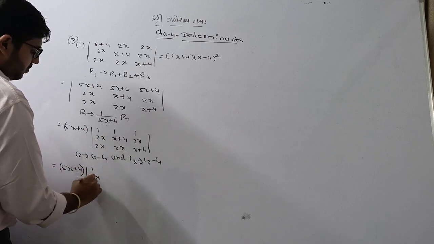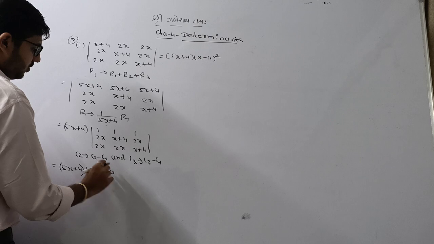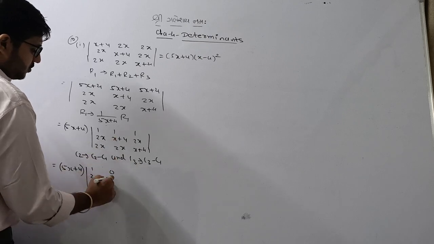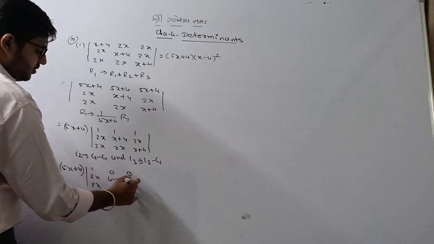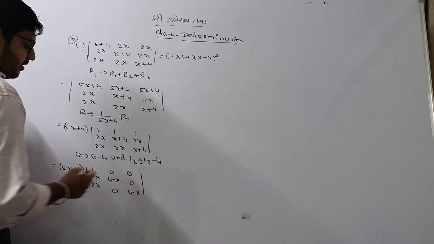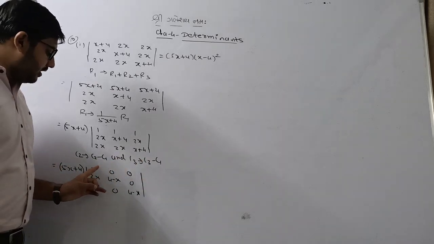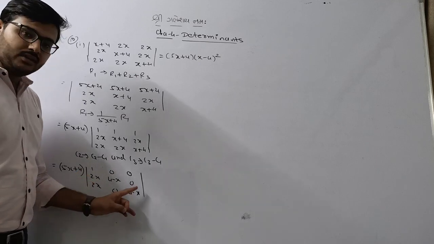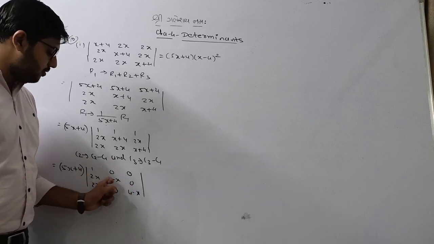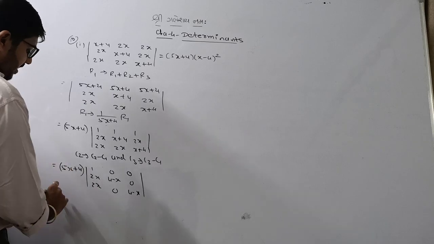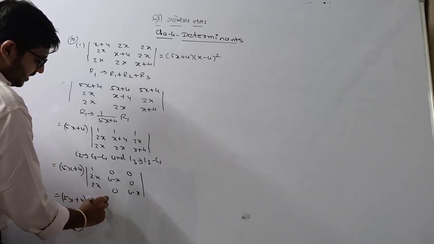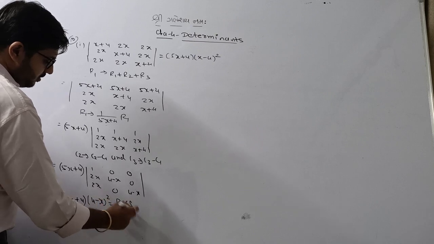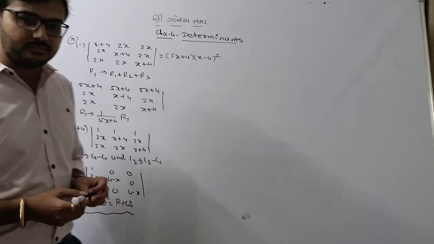It's 1, 2x, 2x as it is 0. Now just check: x plus 4 minus 2x, that is 4 minus x; 2x minus 2x is 0. Here 0, 0, and 4 minus x. By using this we just get a lower triangular determinant. So the answer will be 4 minus x into 4 minus x into 1. So hence your final answer will be 5x plus 4 into (4 minus x) whole square equals the RHS.